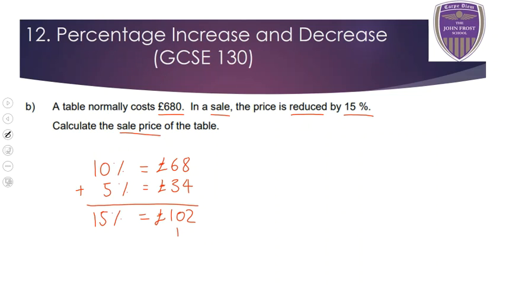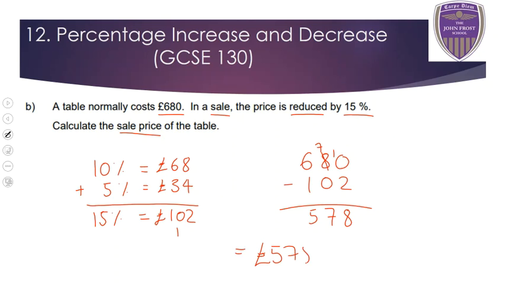Remember, that's not your final answer, is it? We're decreasing it by that amount. So it was £680, it's going down by £102, so we take 102 away from 680. If you're doing the column method, do it properly. You can't do 0 take away 2, so we have to borrow. So 10 take away 2 is 8, 7 take away 0 is 7, 6 take away 1 is 5. So the sale price of the table is £578.